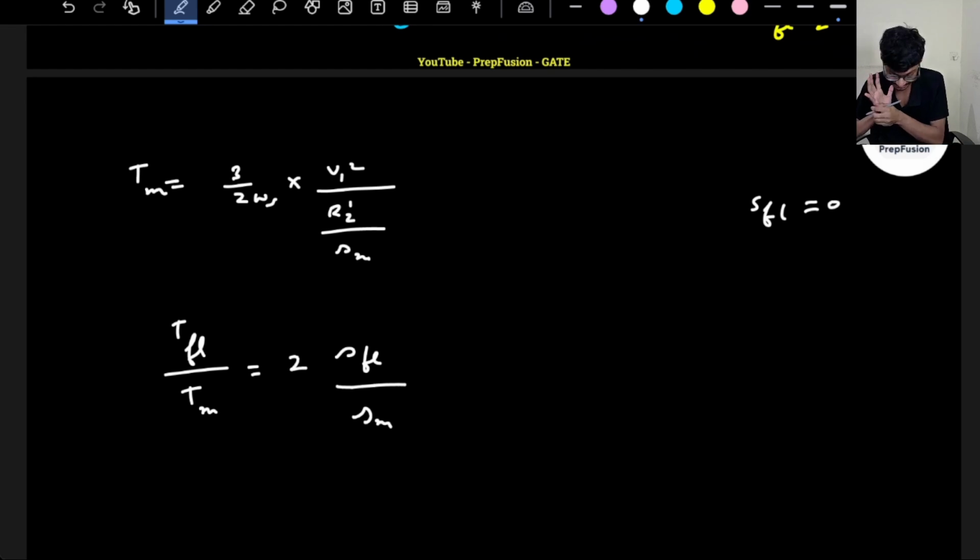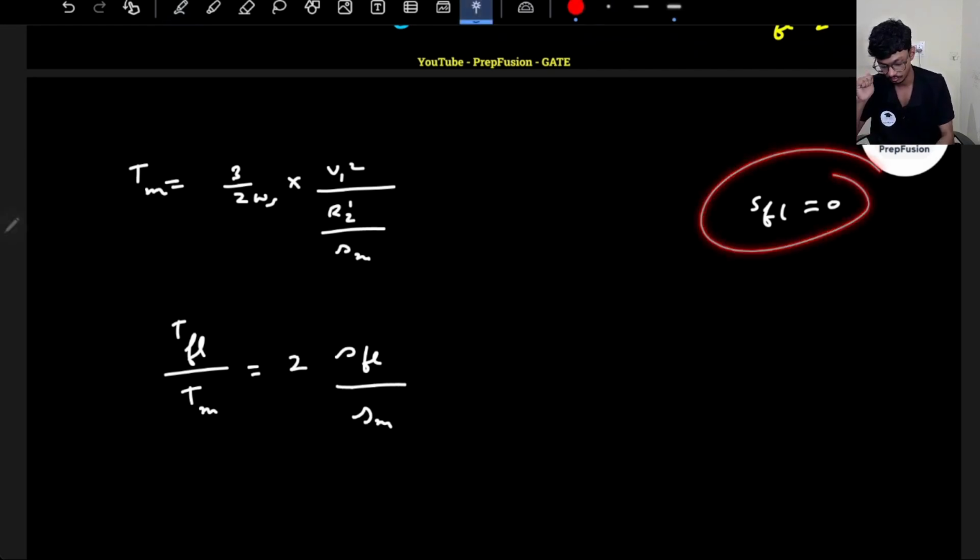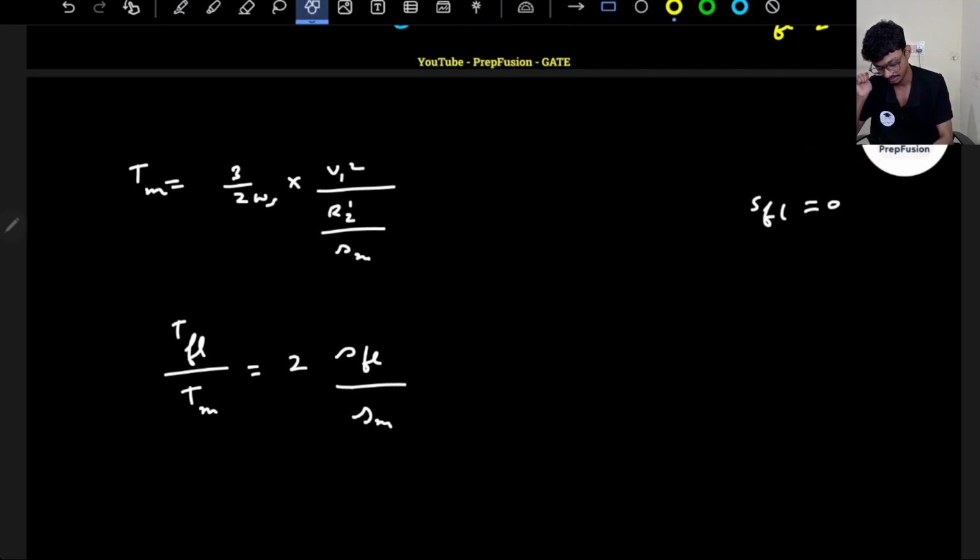Please remember that we are doing a few approximations over here. The approximation is that we are very near to the full load. If we are very near to the full load, then the torque expression comes out to be this.